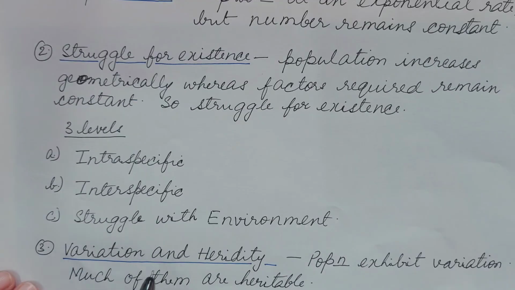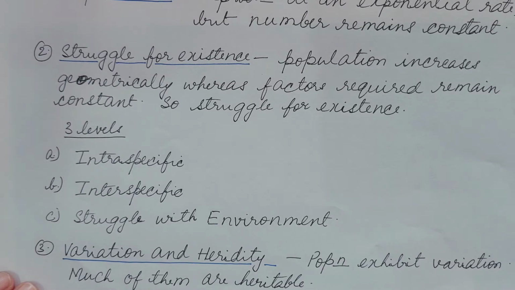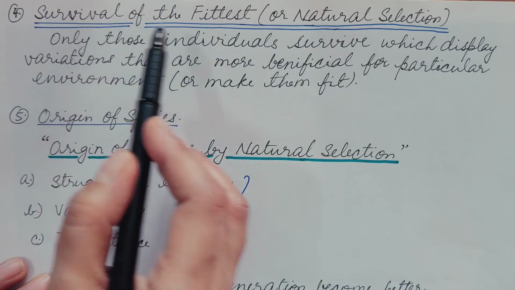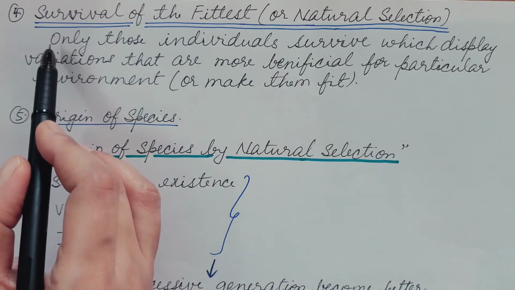So how is it possible that some survive and some don't survive? This is due to variation and heredity, because all the individuals of a population are not the same. There is variation, and most of these variations are heritable. Survival of the fittest, or natural selection.